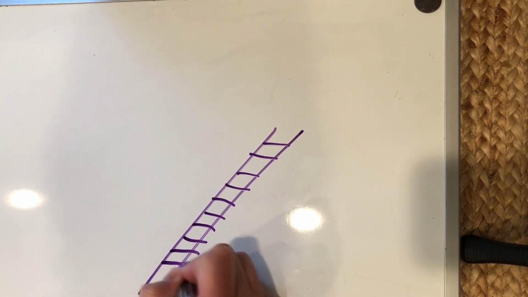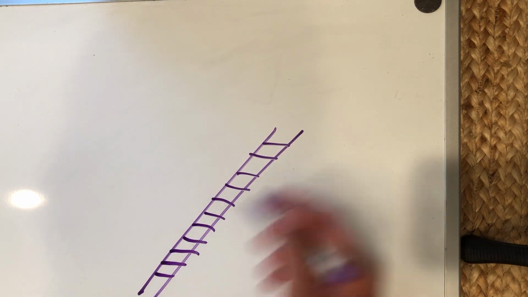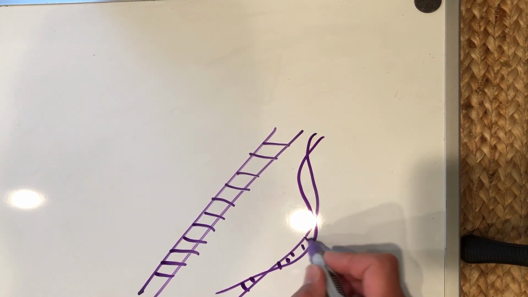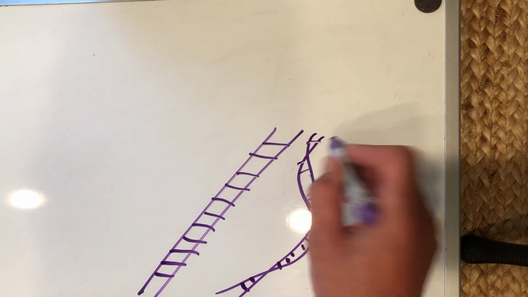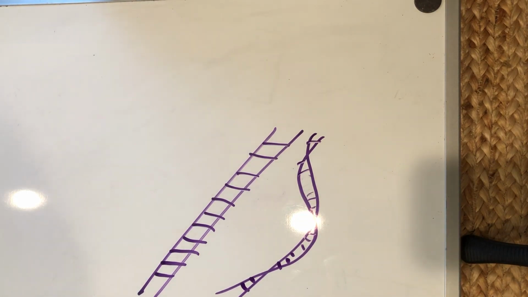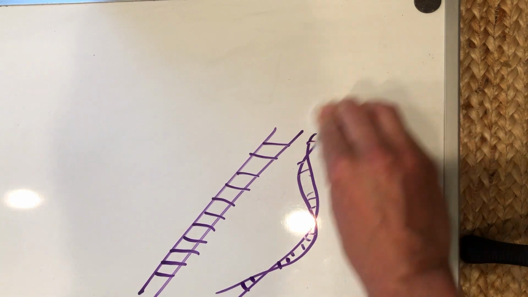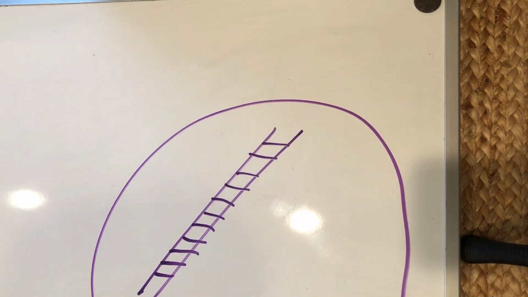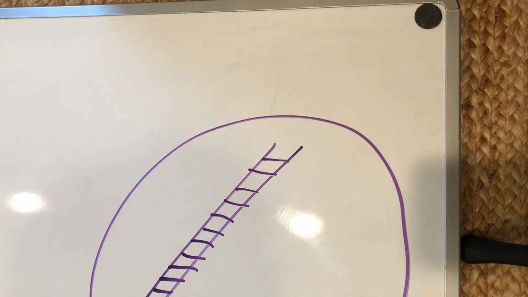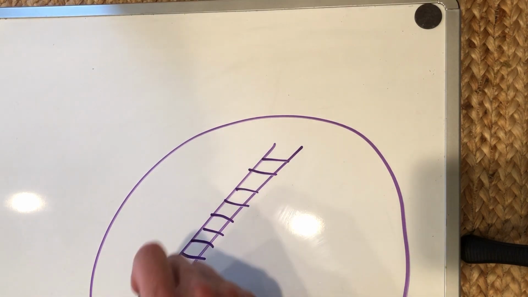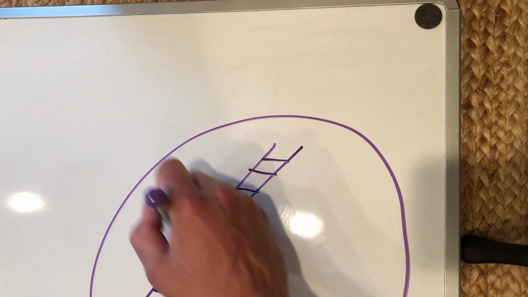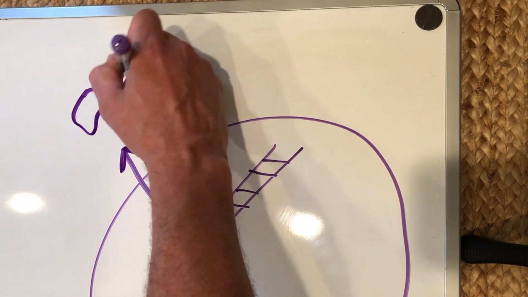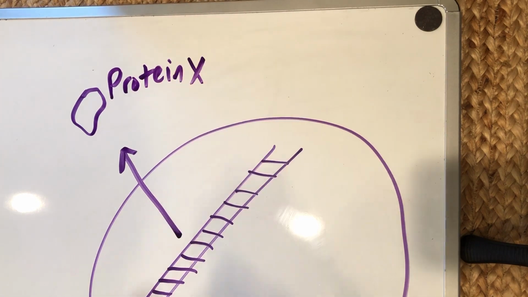Everyone should recognize this ladder shape, or this twisted ladder shape, I should maybe draw like this, of the double helix of DNA in the nucleus of all our cells. So I'm just going to keep it simple like this. DNA is in the nucleus of the cell, and what does it do? I'm going to keep this very simple and to the point. DNA is coded instructions for making a protein. And here is, let's call it protein X, right?